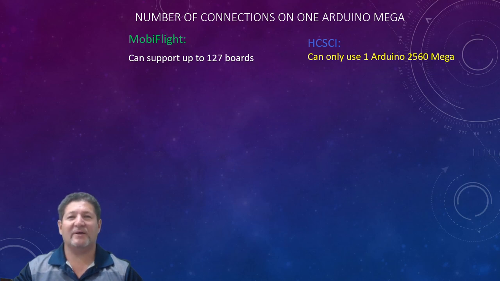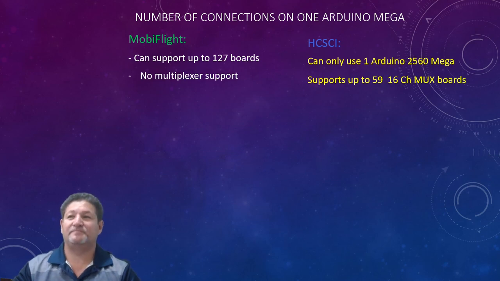And I've gotten so many questions asking me, how many boards can I use, or can I use more than one board? And now I understand why. It's because I had never looked at MobiFlight, so I never knew that it was possible to use that many. But you'll find out in a little bit why I think that is very, very bad, mostly. It has some advantages, but at the same time, I think it's very, very bad.